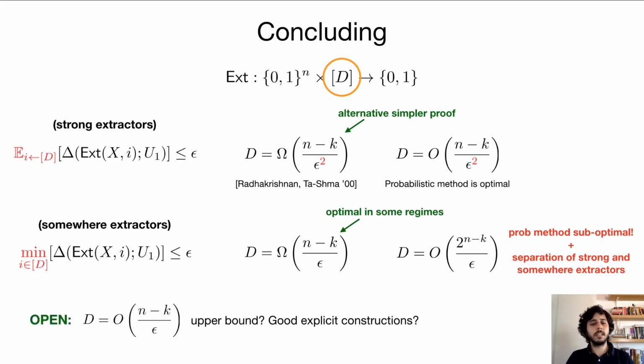So our work still leaves open some very interesting questions. For example, can we prove that our lower bound of (n minus k) over epsilon seeds is actually optimal in all regimes? Or in other words, can we give an upper bound of (n minus k) over epsilon on the minimum number of seeds for somewhere extractors for every k and epsilon? And also to complement this, can we get explicit constructions of somewhere and probable extractors with nearly optimal parameters that improve on strong extractors for the probable randomness extraction task?